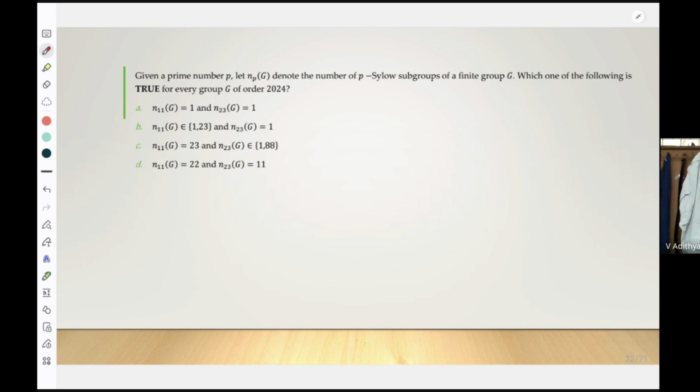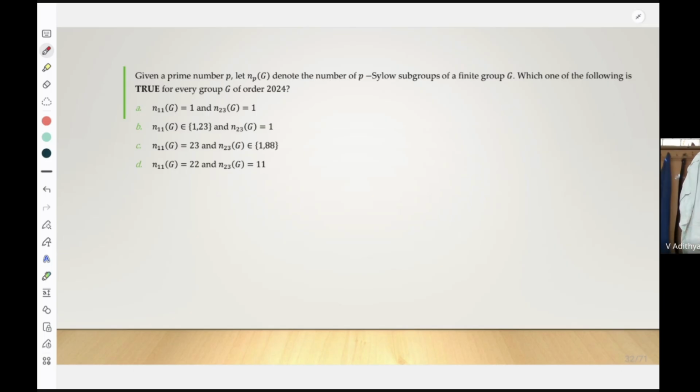For any prime number P, let n_p of G denote the number of P Sylow subgroups. Which one of the following is true for a group of order 2024? This is a question from a previous year GATE.